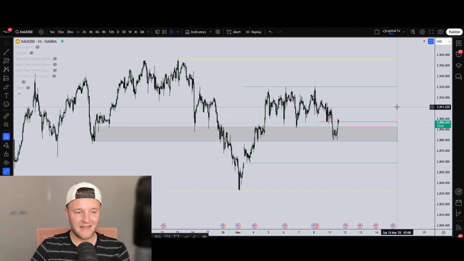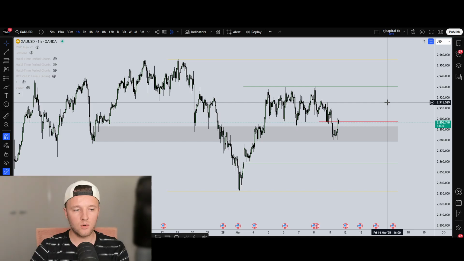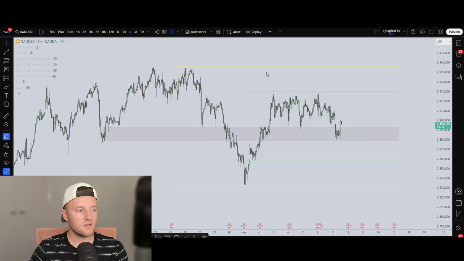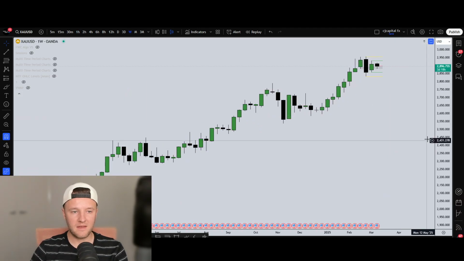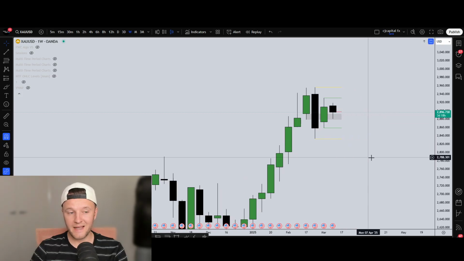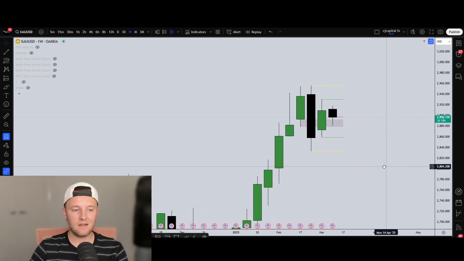All right, let's do some analysis for gold today. What I'm looking at going into pre-London, London session, and New York session. And first of all, I want to start on the weekly and look at this previous weekly candle and current weekly candle to see how this is playing out.